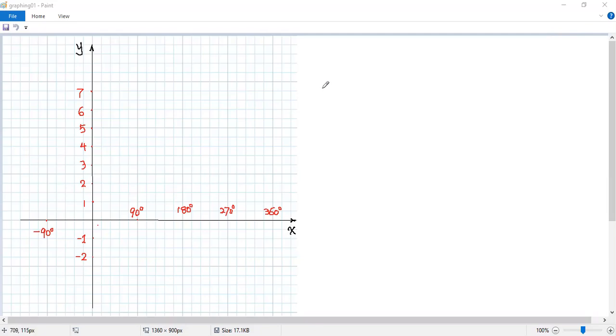Today, let's focus on graphing sinusoidal functions. Let's first graph the parent function y equals sine x. We know sine 0 equals 0, sine 90 degrees equals 1, sine 180 equals 0, sine 270 equals -1, sine 360 degrees equals 0. These are the key points of sine x.